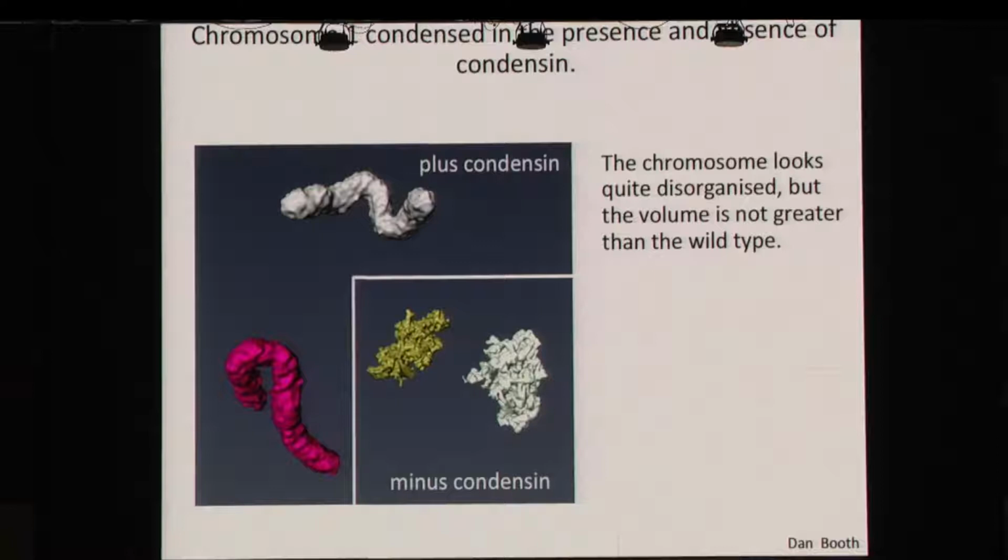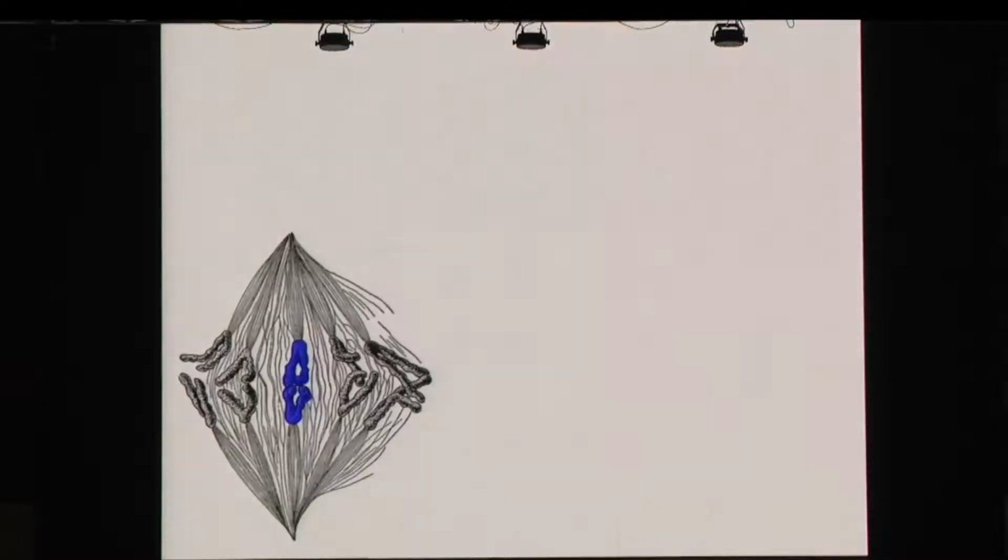And so you can see, in the absence of condensin, if you get rid of it extremely rapidly, the chromosomes look extremely disorganized. But interestingly enough, the volume of those chromosomes is the same as the volume of the wild-type chromosomes. So the compaction of chromatin is not what condensin does, it does something else.